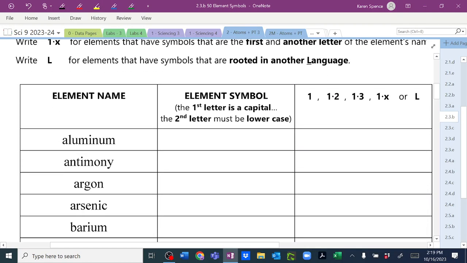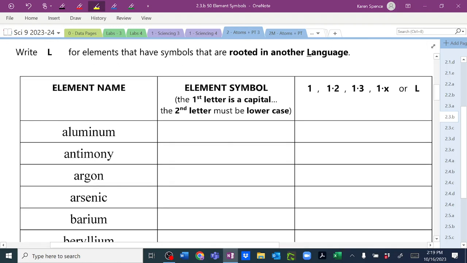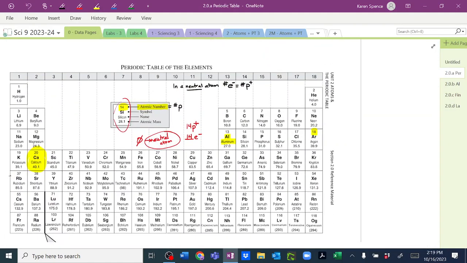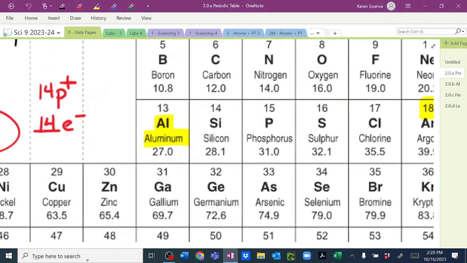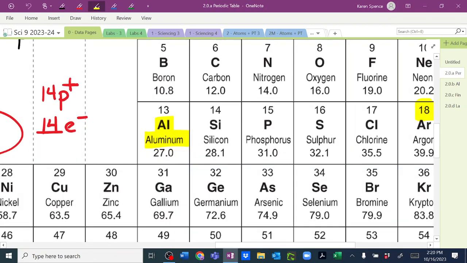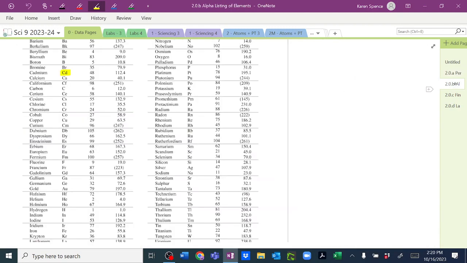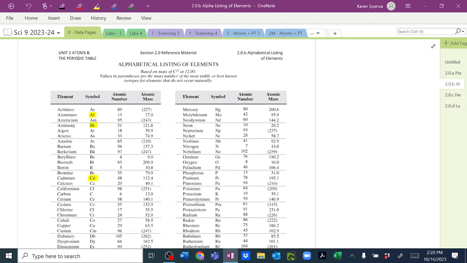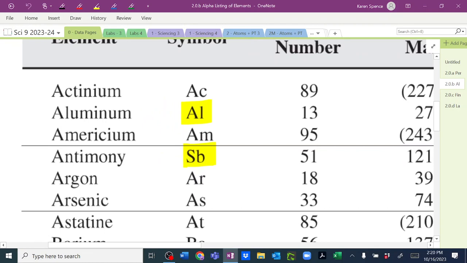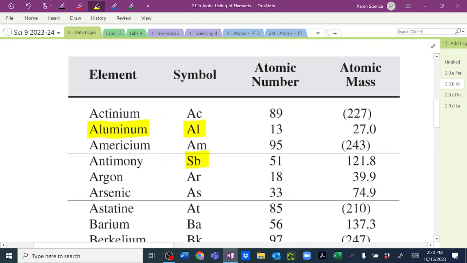So, what we're going to do is take a look at the element name, aluminum. And probably for you, one of the easiest ways to find aluminum, you could go looking on the periodic table if you know your periodic table. And you could say, oh, look, I found aluminum, it's Al. But if you don't know your periodic table very well just yet, you might have trouble finding it. So you can always flip to the back of the periodic table because it's all nicely in alphabetical order for you. So you can look up aluminum and find out it is Al.